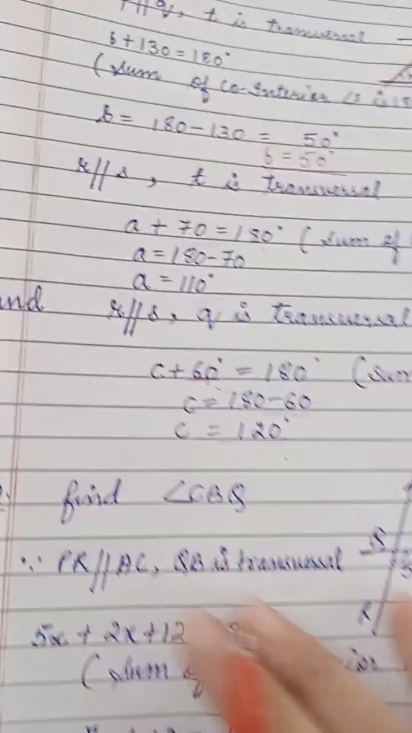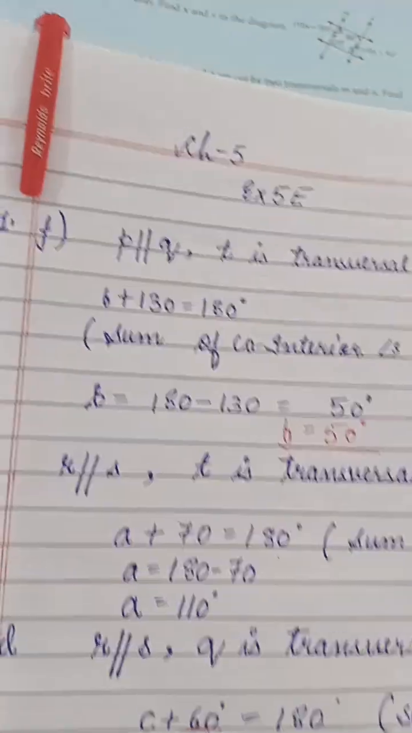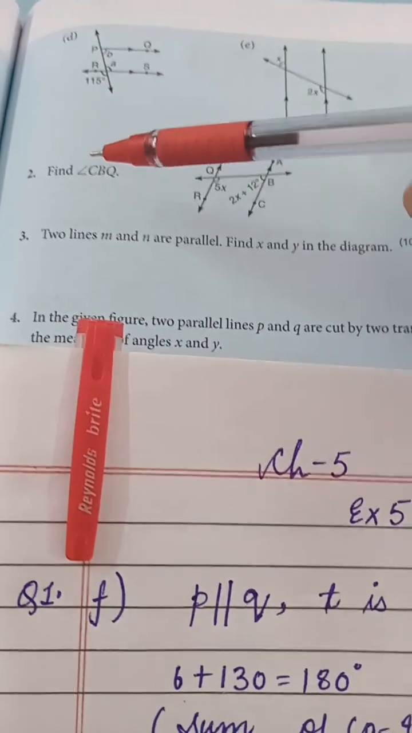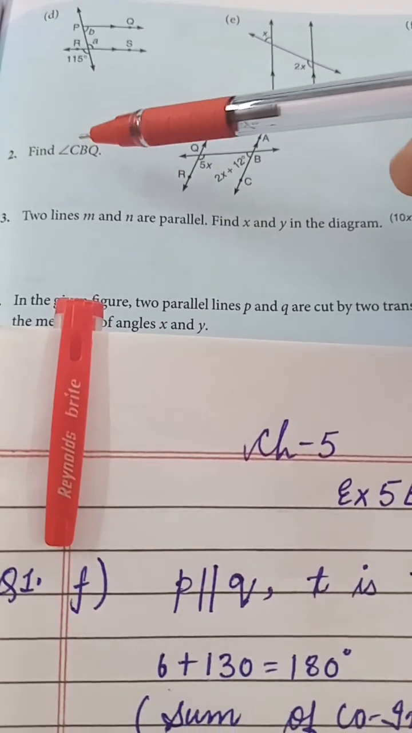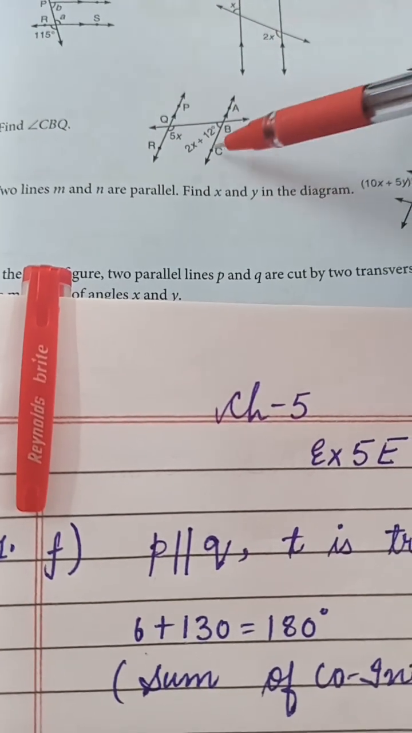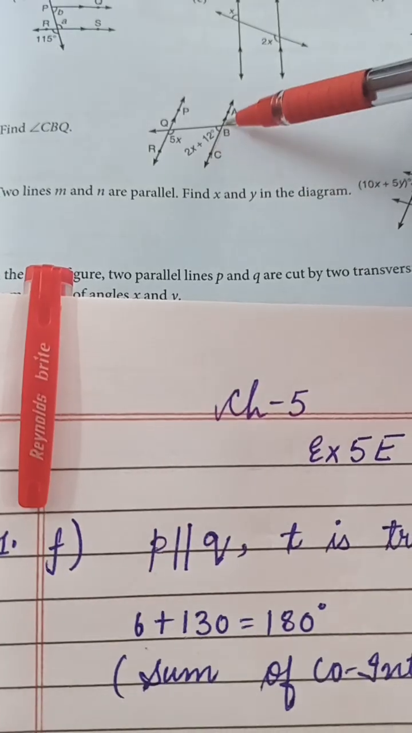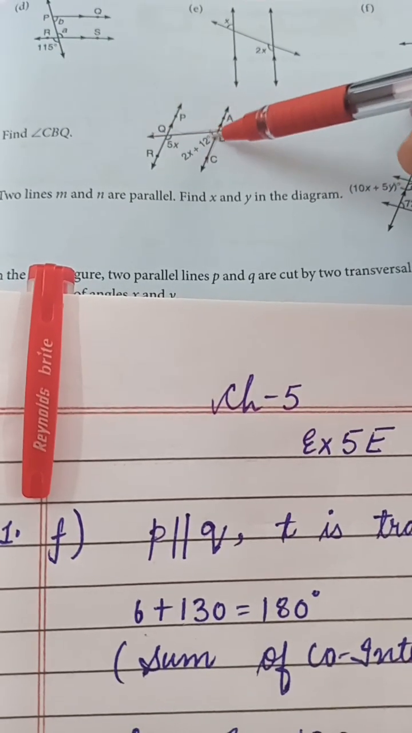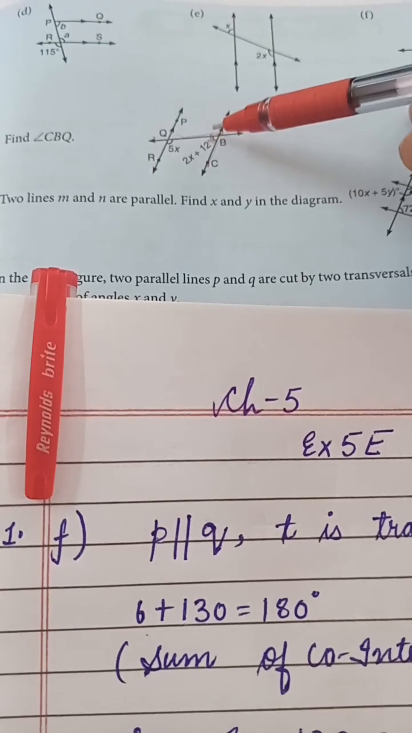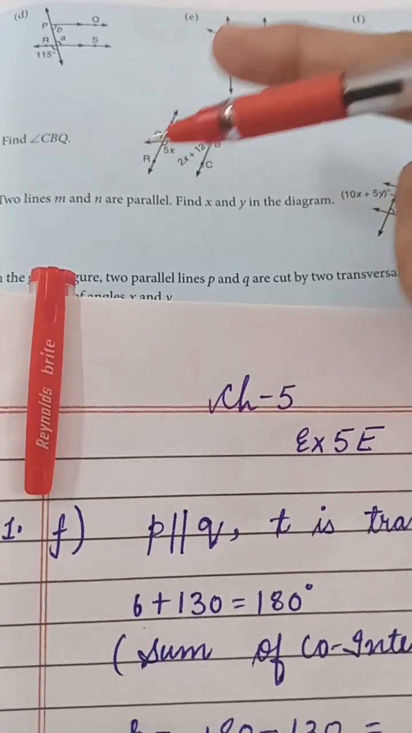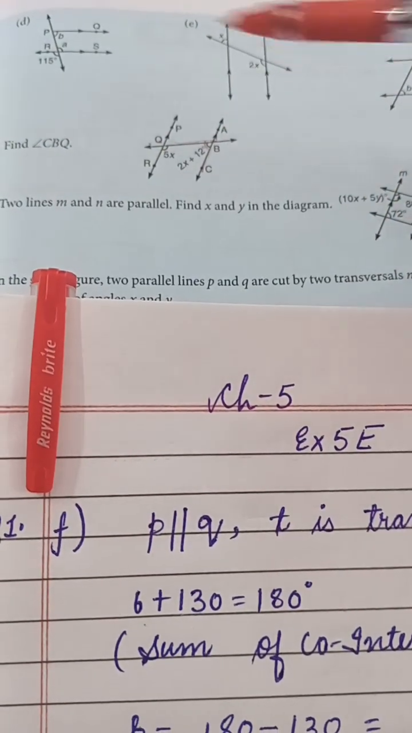Okay. Coming to the next question, question number 2. What have they given? We have to find an angle. Which angle? CBQ. Form this angle. Where is C? It is A. CBQ. Correct? So we have to find this angle, 2x plus 12. First we have to check the two parallel lines. What are the two parallel lines? Check it out.